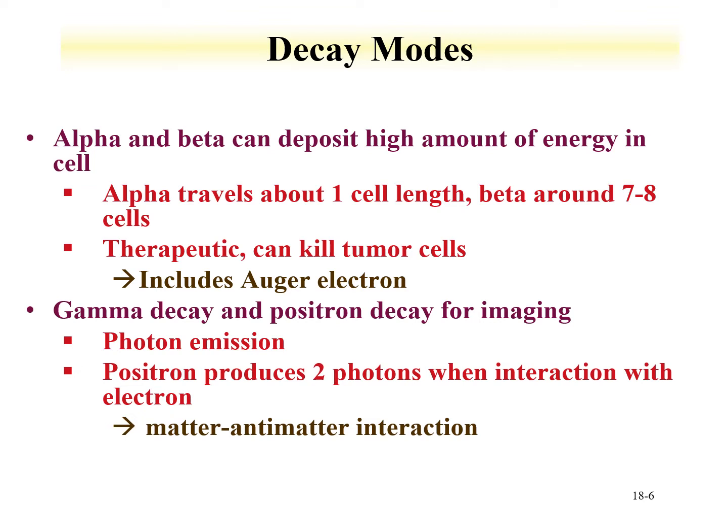Gamma decay and positron decay are generally used for imaging. Both these result in photon emissions. The photons are detected external to the body, which can be used to image activities in the body, either image the location of a cancer or image the physiological behavior of a system. In the positron, the 2 photons are produced through a matter-antimatter interaction, and that is actually useful in developing high-resolution images.